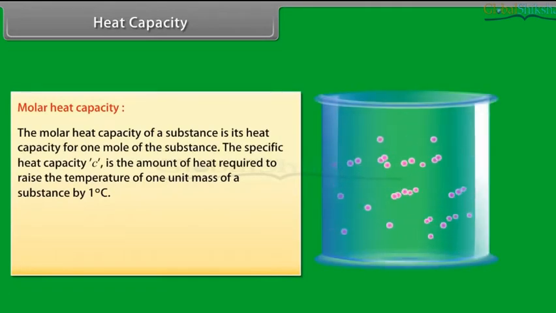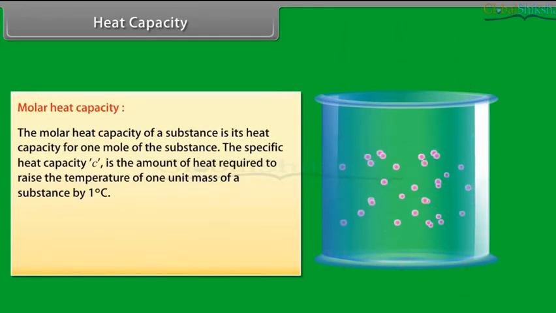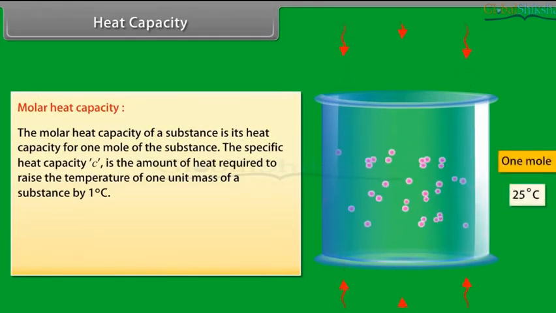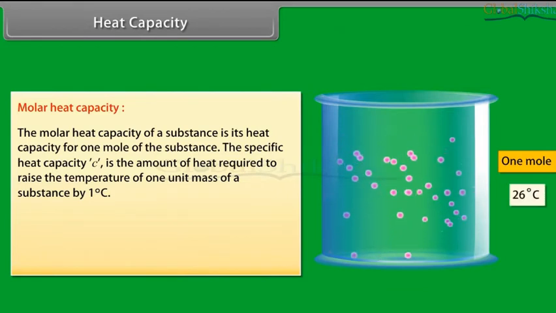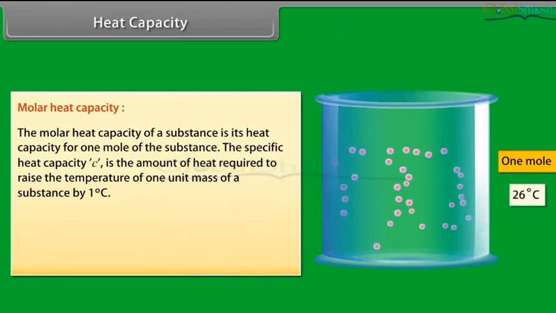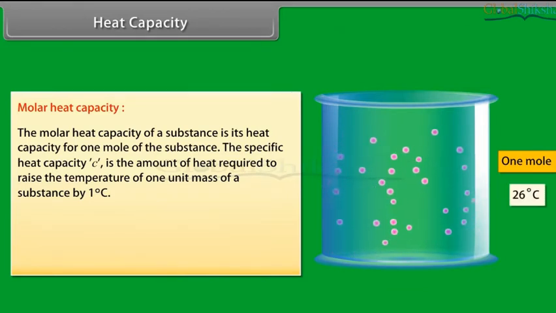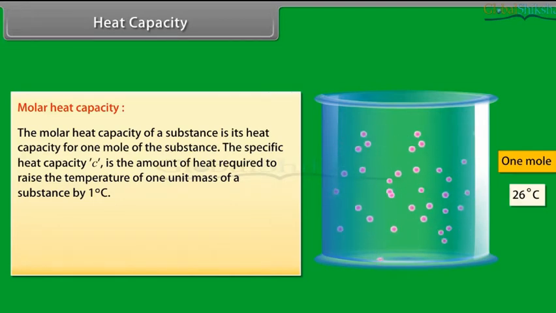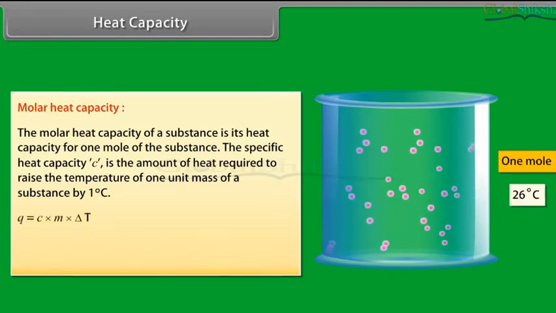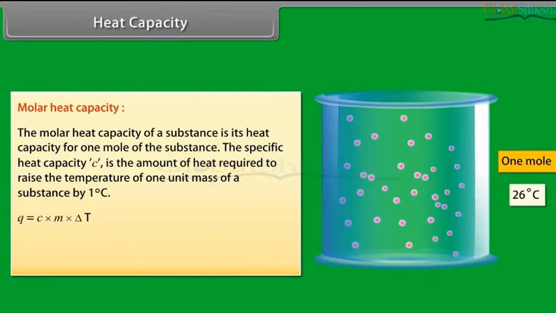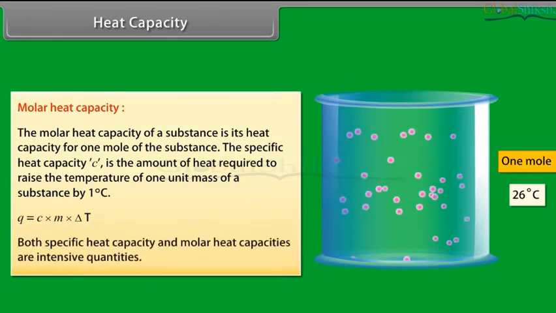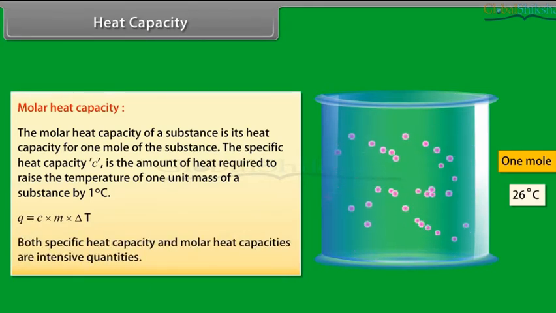The molar heat capacity of a substance is its heat capacity for 1 mole of the substance. The specific heat capacity is the amount of heat required to raise the temperature of 1 unit mass of a substance by 1 degree Celsius. Q is equal to C into M into delta T. Both specific heat capacity and molar heat capacity are intensive quantities.